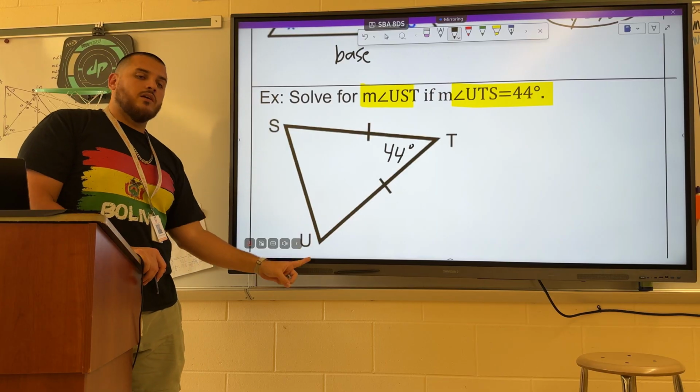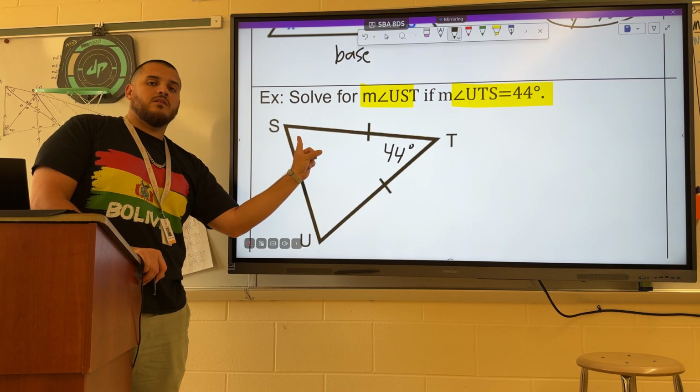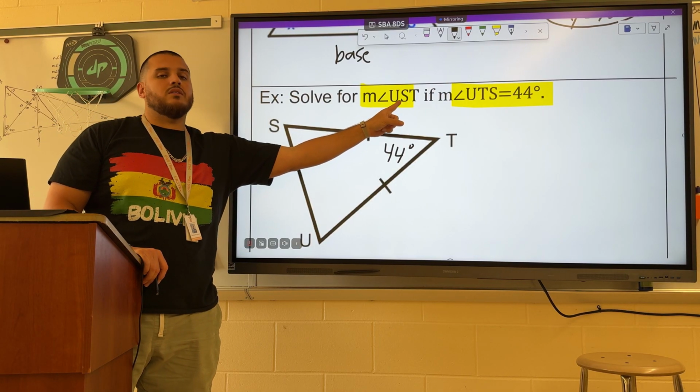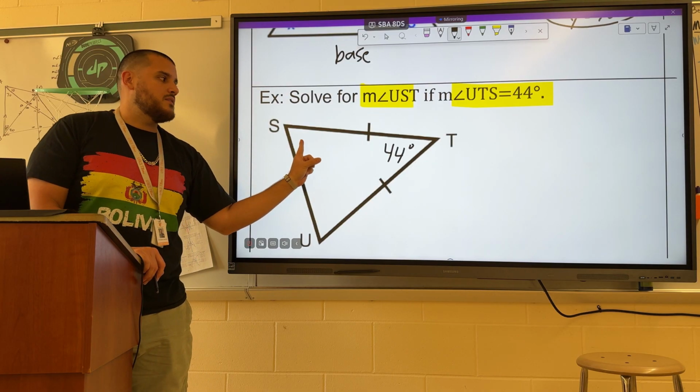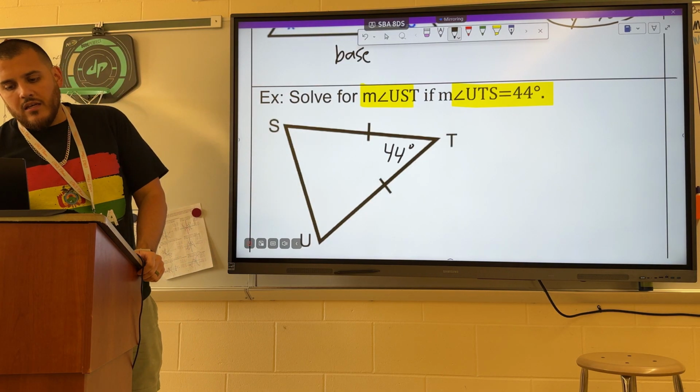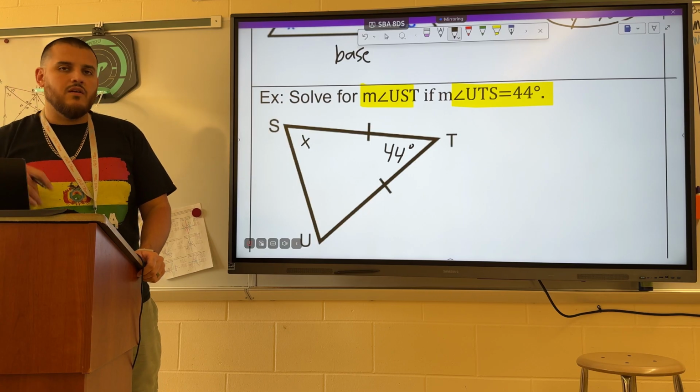The angle we're attempting to find, angle UST, if I were to highlight that, would be these sides right here. The angle itself, though, is just the interior. It's this. Remember, your middle letter is your vertex, where the angle is located. This is angle UST. It's unknown. I can call it x if I want to.